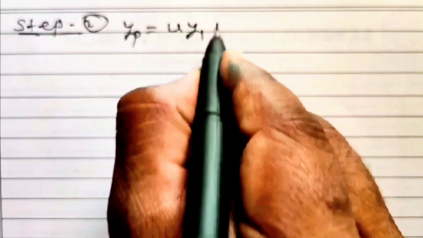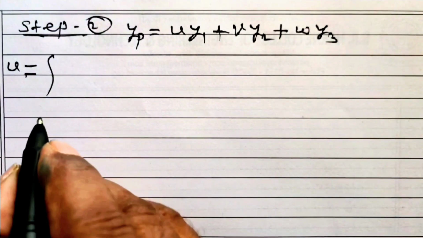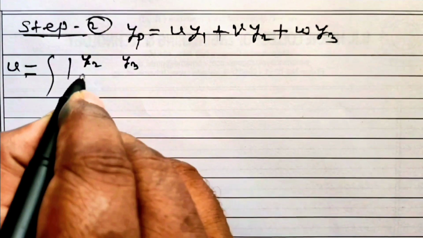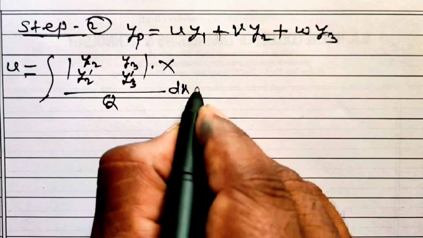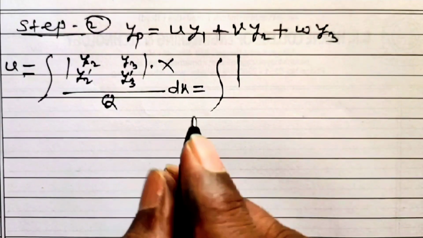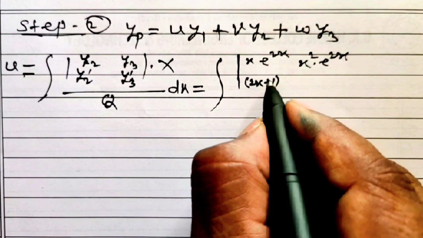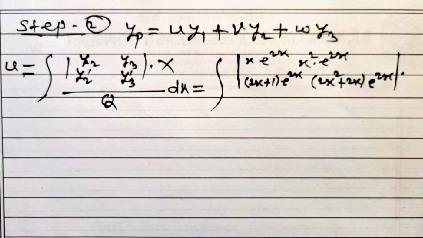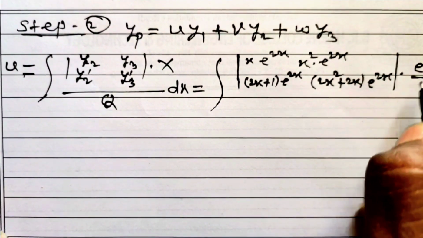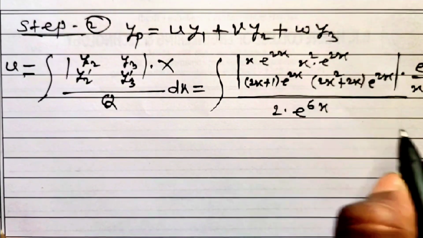Now step number 2, yp is equal to u y1 plus v y2 plus w y3, where u is equal to the integral of the determinant of y2, y3, y2 dash, y3 dash, into capital X divided by Q, integral with respect to x. This is equal to the integral of the determinant x e to the power 2x, x square e to the power 2x, (2x plus 1) e to the power 2x, and then (2x square plus 2x) e to the power 2x, into capital X, which is e to the power 2x divided by x, whole divided by Q. Q is equal to twice e to the power 6x, integral with respect to x.